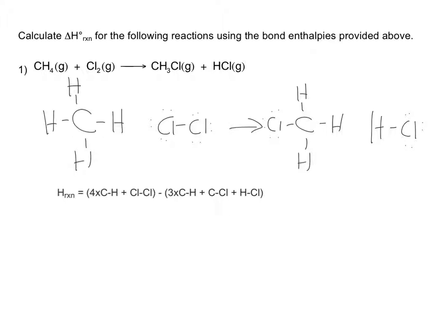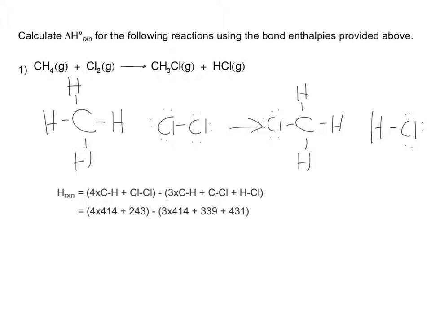So that's going to equal 4 times 414, and I got this from the table that's in your notes, but it's also in your book on page 410, right? Plus 243, which is the bond energy for the chlorine-chlorine bond. And then we're going to subtract the bond energies of those that were formed, because those are going to release energy. So it'll be 3 times 414 plus 339 plus 431.